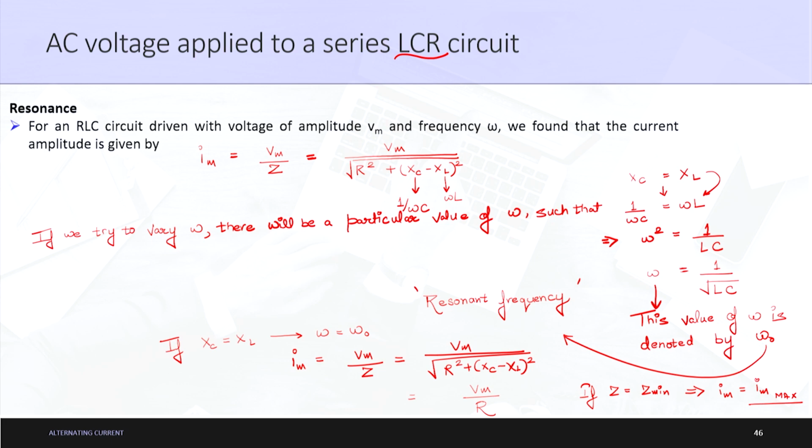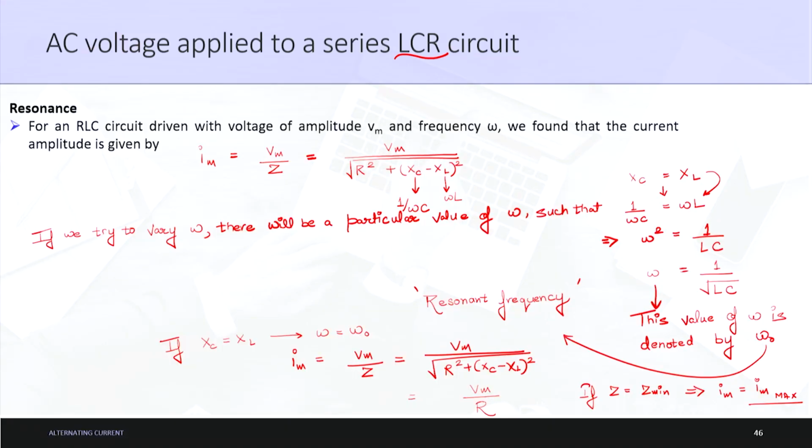The basic concept of resonance says that if the device frequency is very close to omega naught, then the value of current obtained is maximum. Mathematically also, we got that for omega equal to omega naught, we got the value of Im which is maximum.